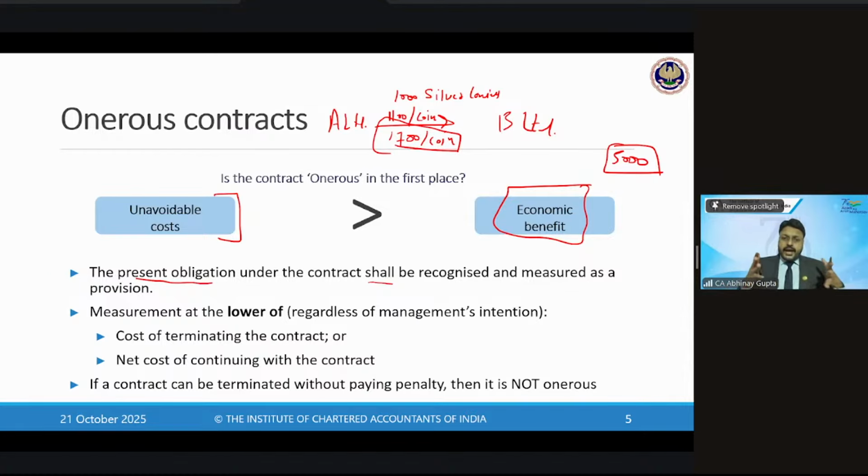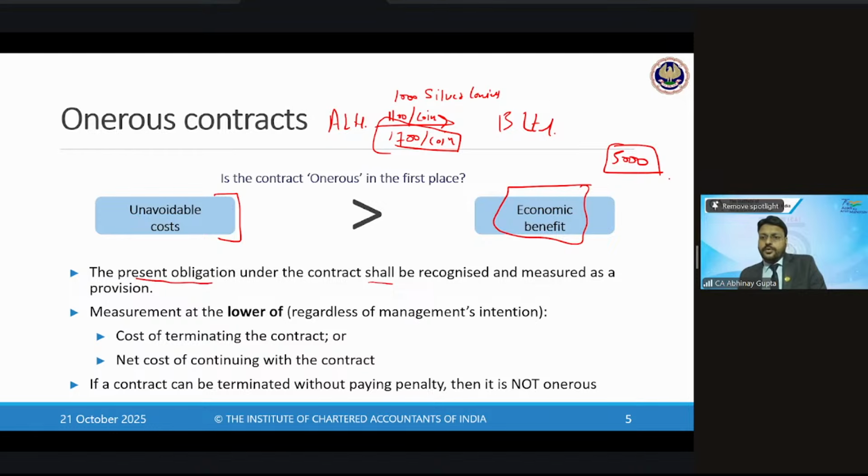So as per Ind AS 37, this contract has become onerous. Until the contract became onerous, it was an executory contract, correct? Because both parties were about to perform their respective obligations. But now, because of the change in raw silver prices, the silver coin is becoming costlier as compared to the price which had been agreed upon, at which A Limited is going to sell to B Limited. So A Limited will make losses. This is the situation triggered, and the contract has become onerous for A Limited.